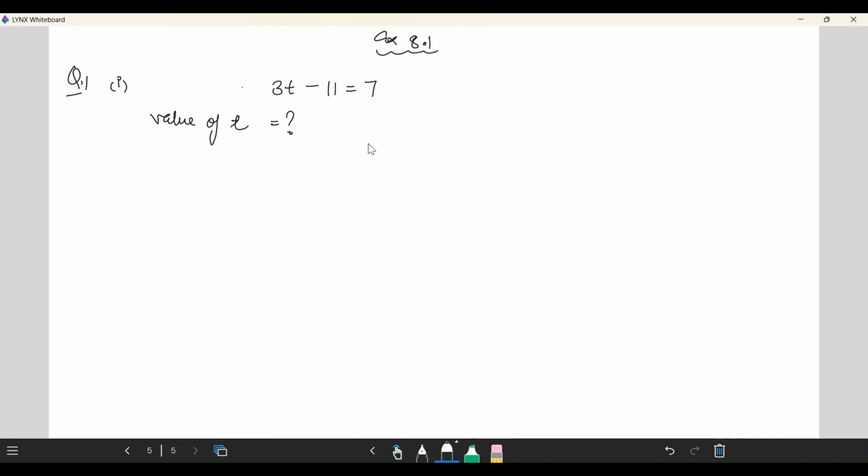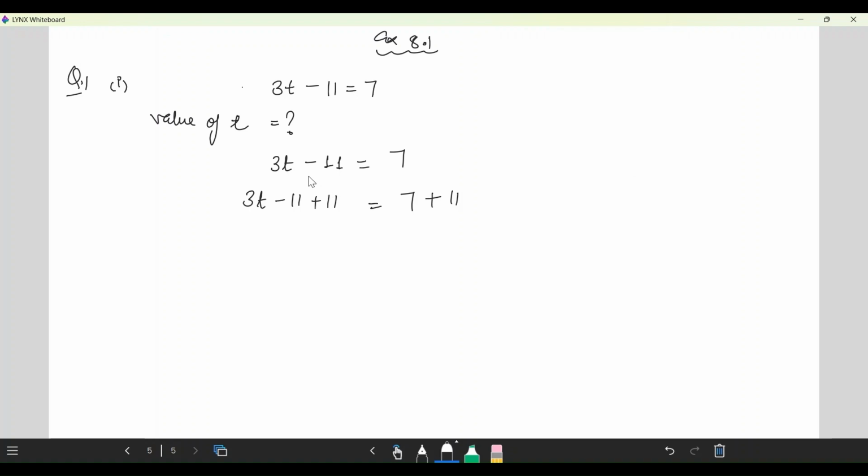Okay, you have to find the value of t. So you have to add 11 on both sides to equate the equation. 3t minus 11 plus 11, and here 7 plus 11, so the LHS and RHS will be equal, because I want to remove 11 from here.